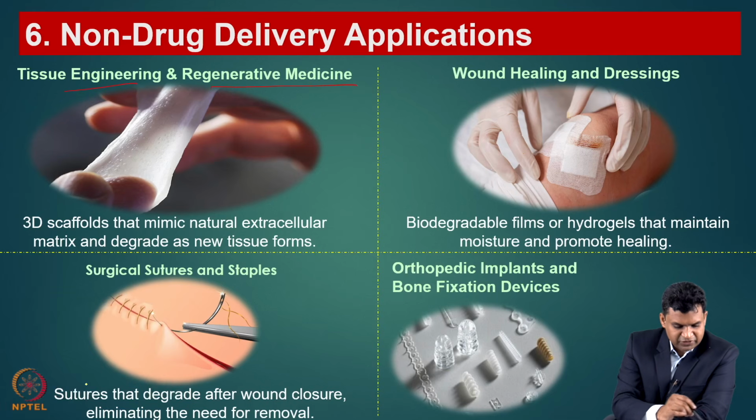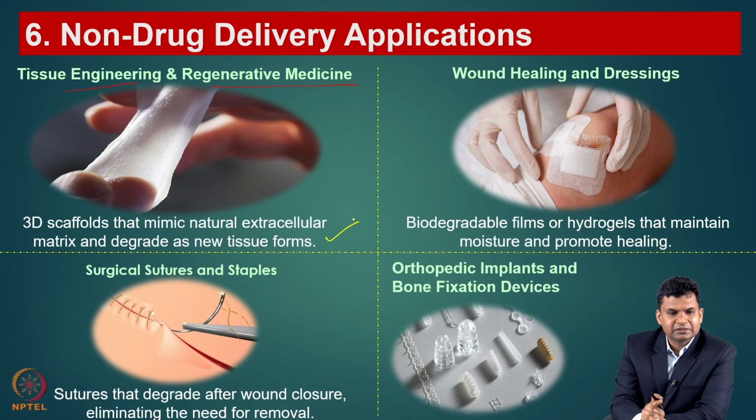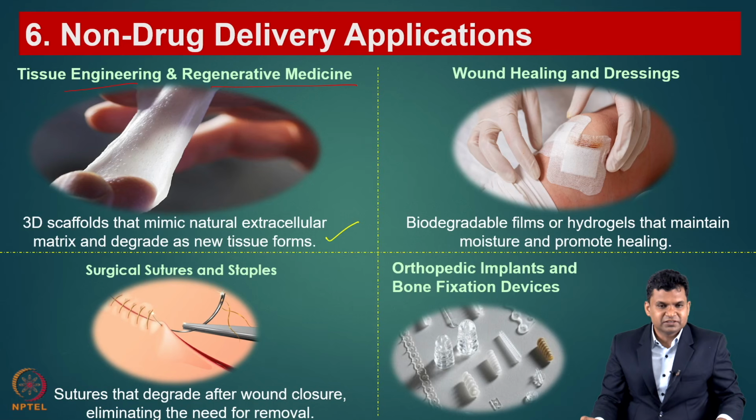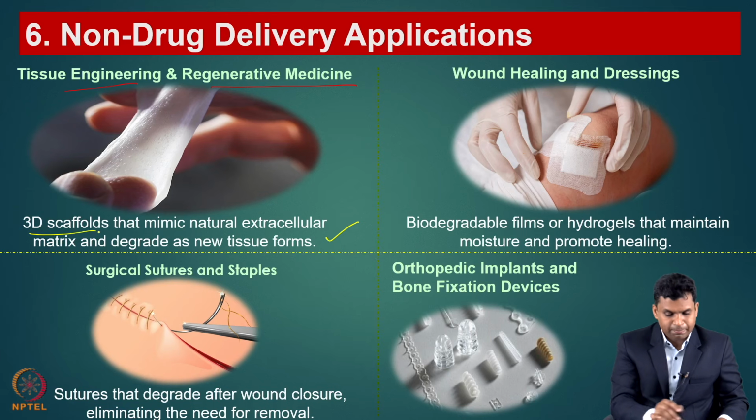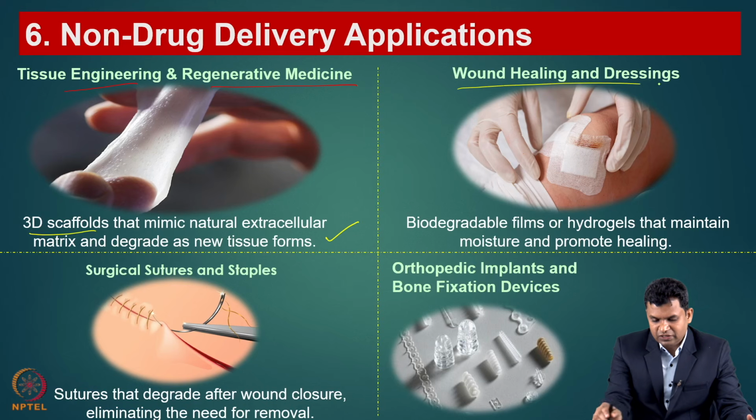So, these various types of polymers as I mentioned, like chitosan and sodium alginate, we can also use hydroxyapatite and hyaluronic acid. Such materials can be used for 3D scaffolds. Here we can grow the cells in the 3D scaffolds. We can also use them for wound healing.